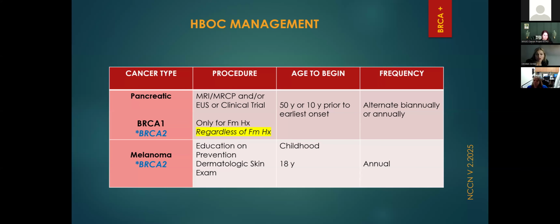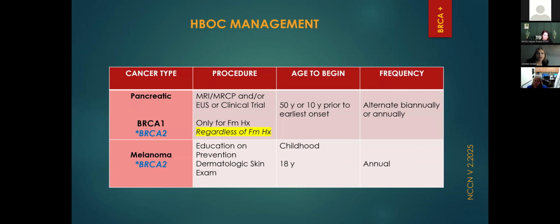And then patients who are in that trial also have an annual CA-19-9, which we don't tend to use for surveillance, but they do have that, and if it's abnormal, that buys them an MRI. So again, they have these trial options. With BRCA1, we only offer pancreatic cancer screening if they have a family history, but with BRCA2, we now offer it as of this calendar year, regardless of their family history.